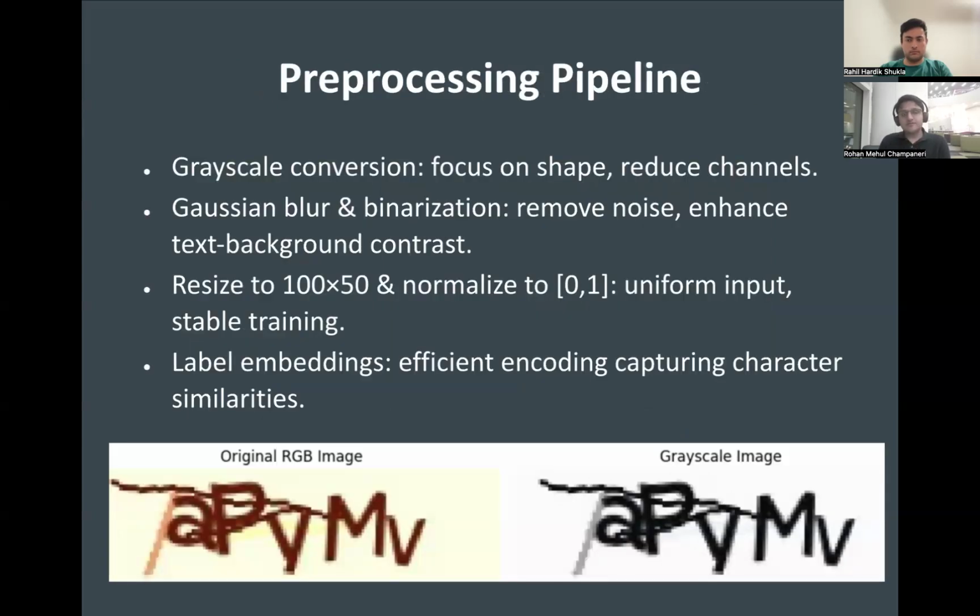Further talking about pre-processing, we created a pipeline that converts to grayscale, applies Gaussian blur, implements binarization, and resizes to 100 by 50, ultimately normalizing our data. The labels use embeddings to capture character similarity without confusion.